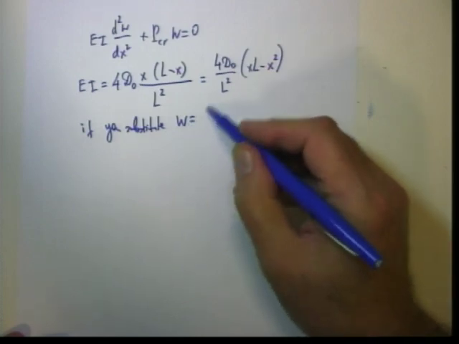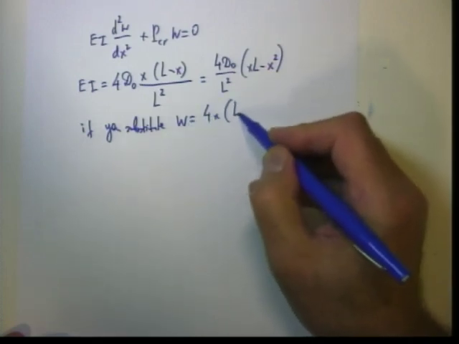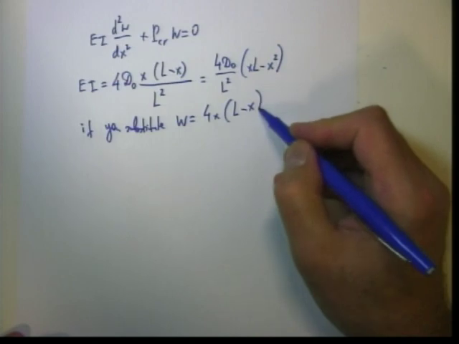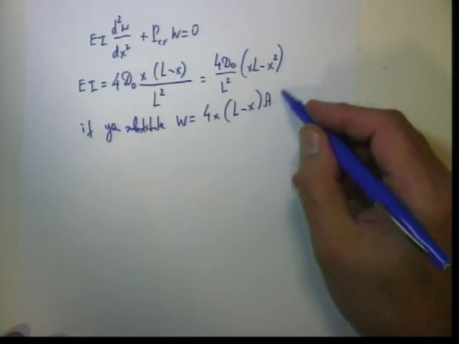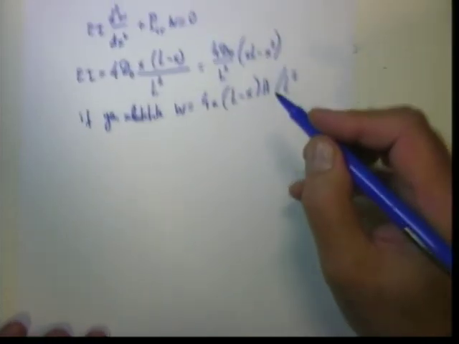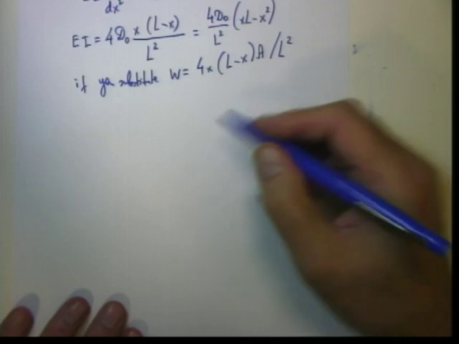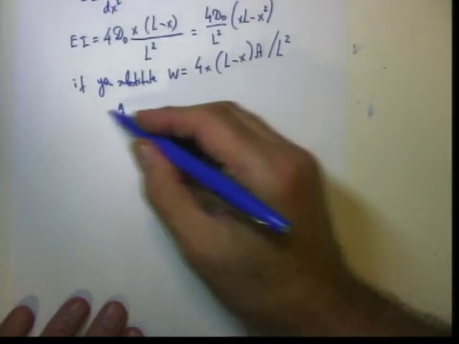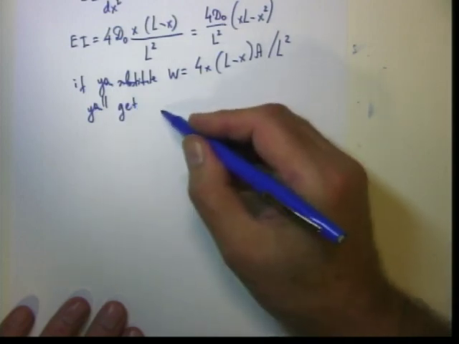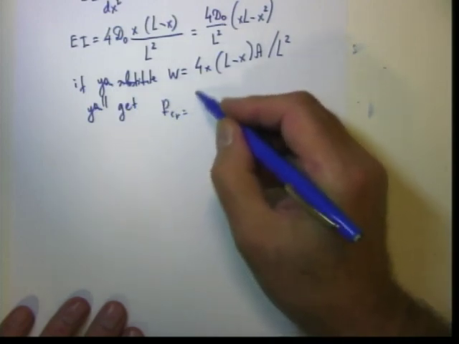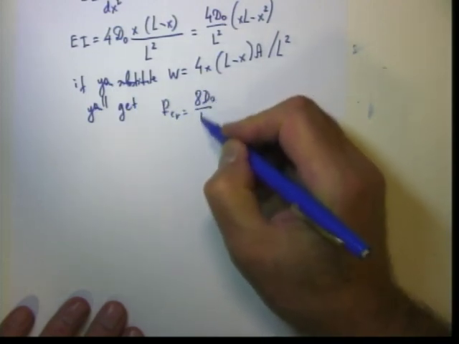W equals 4x(L minus x) A over L squared, you will get P critical equals 8 d sub 0 over L squared.